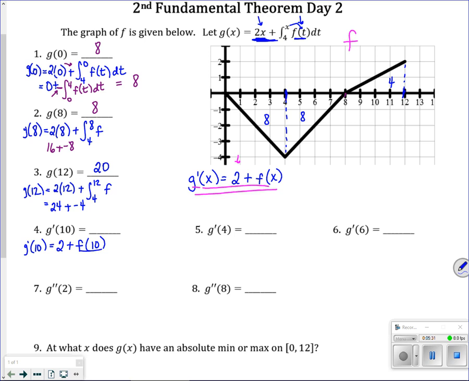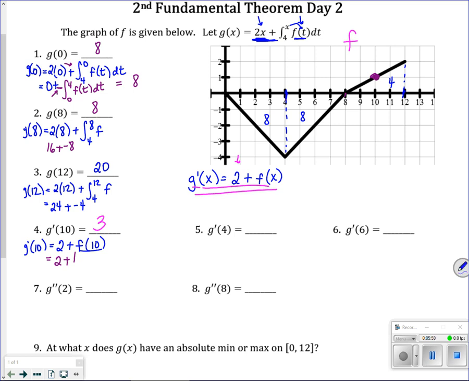Now for this part, do I look at the graph and get the y value? Absolutely, because that is the graph of f. So I would have 2 plus f of 10. I'm looking right here at that y value, and I get an answer of 3. You try those next two with g prime of 4 and g prime of 6.